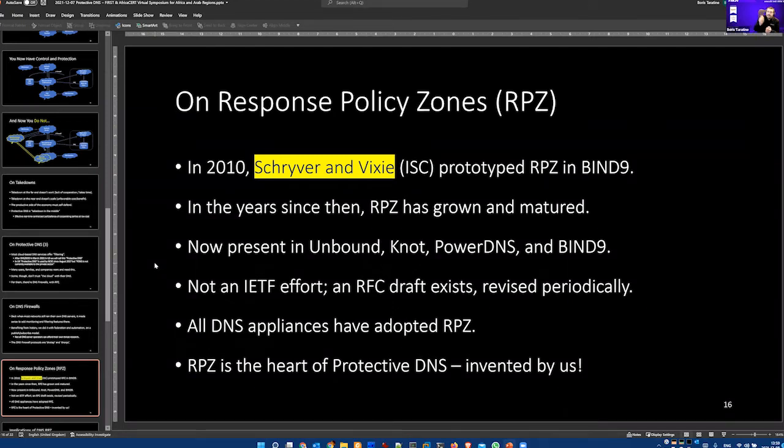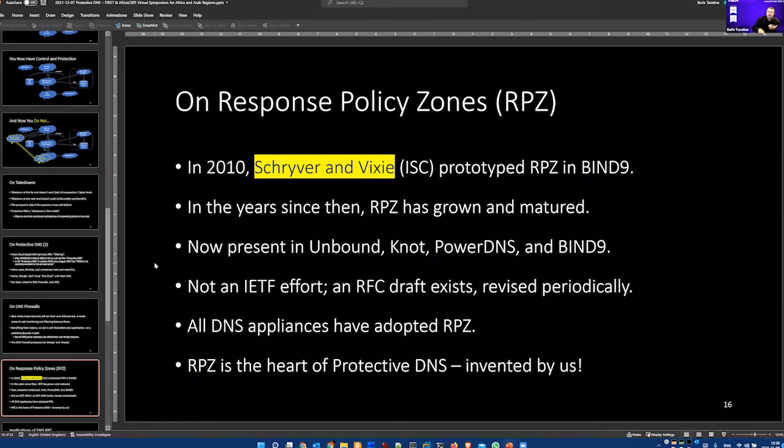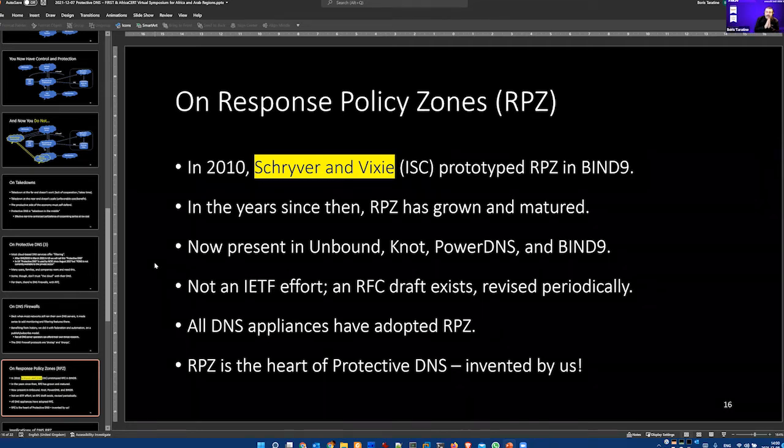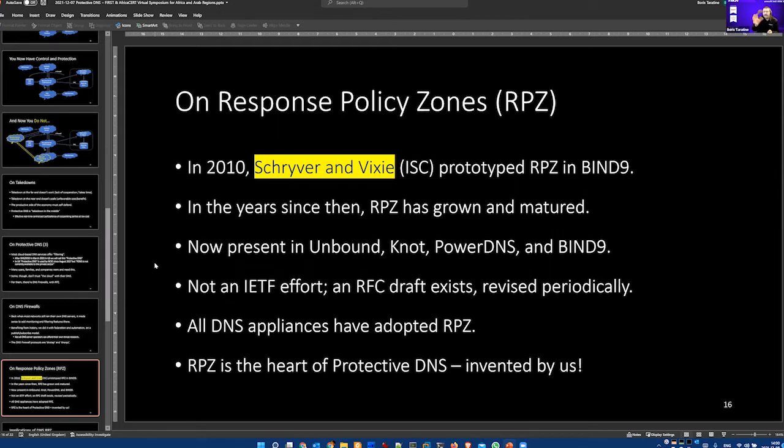Now, RPZ is present within Unbound, not PowerDNS, and of course BIND I already mentioned. Subscribe and publish, publish, subscribe. It could be done in real time. Even commercial appliances have now adopted RPZ. For example, Infoblox has, I think, a protective threat kind of offering. I don't remember all of them. There are many. There are a lot of vendors who now offer that.